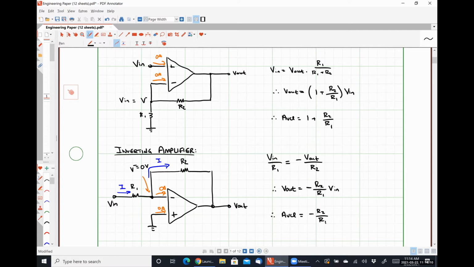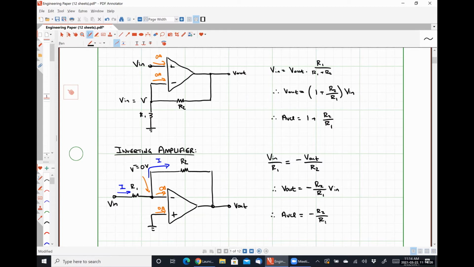A couple of notes real quick here. For the non-inverting amplifier, the smallest voltage gain that we could ever get would be 1. If R2 were much smaller than R1, this settles to a gain of 1.